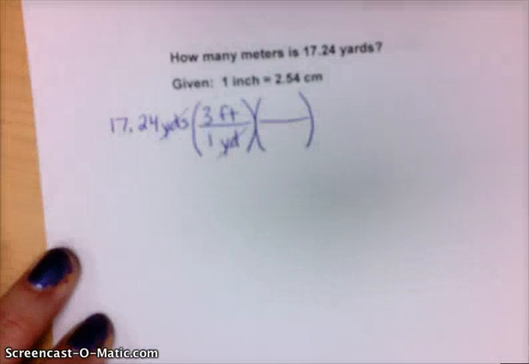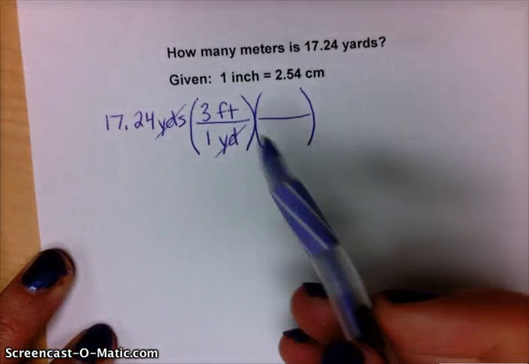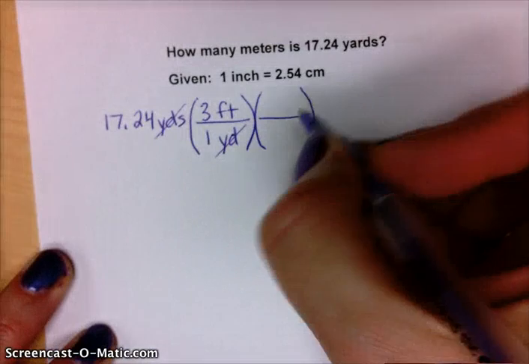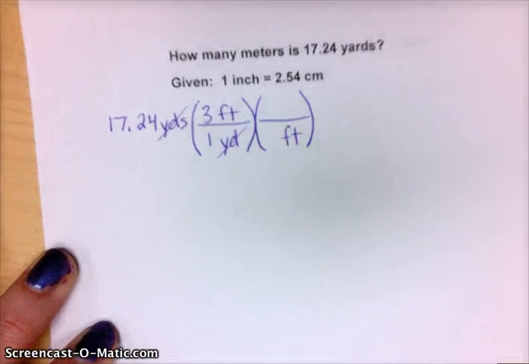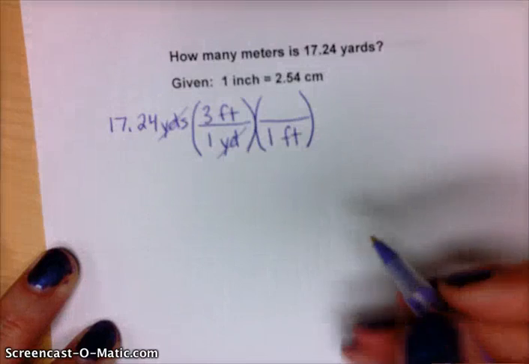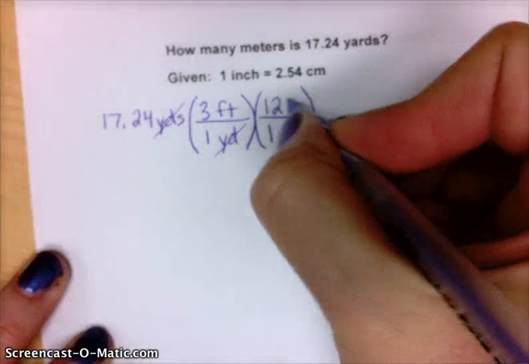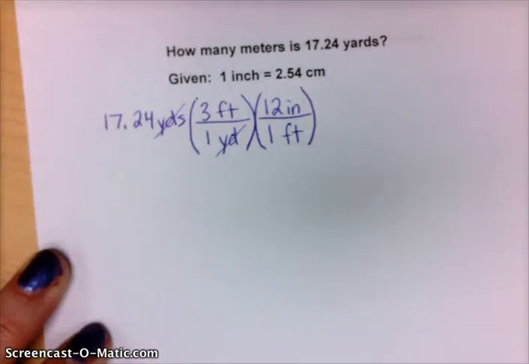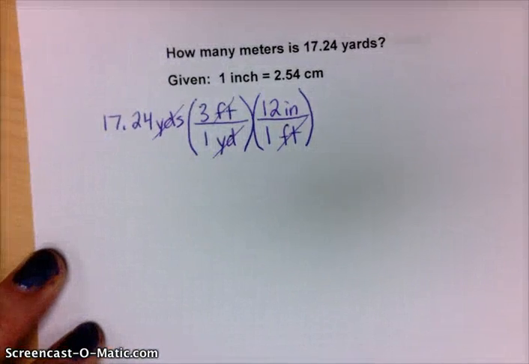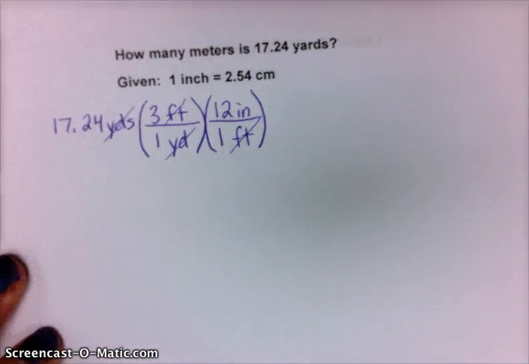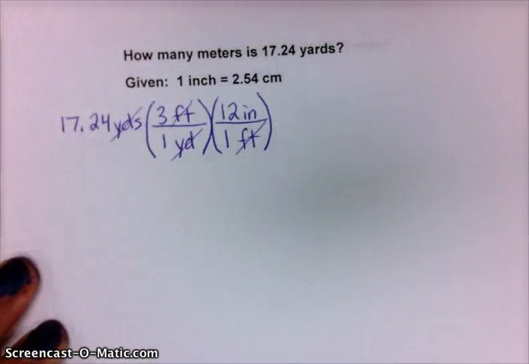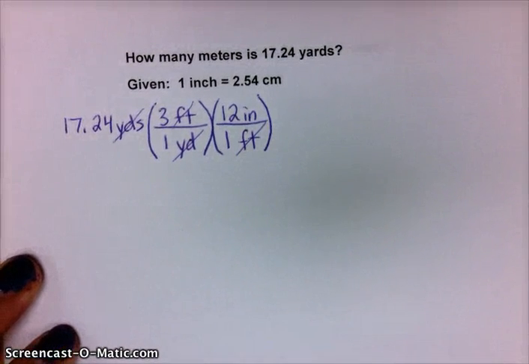Again, we know there's 12 inches in a foot. Now, foot is on top, so foot has to go on the bottom of our conversion factor. Now, 1 goes with the foot. There's 1 foot that contains the 12 inches. 12 inches goes on top. Now it's the foot that cancels out, and we're left with inches. Our conversion factor that was given shows us that there's 2.54 centimeters in the 1 inch.